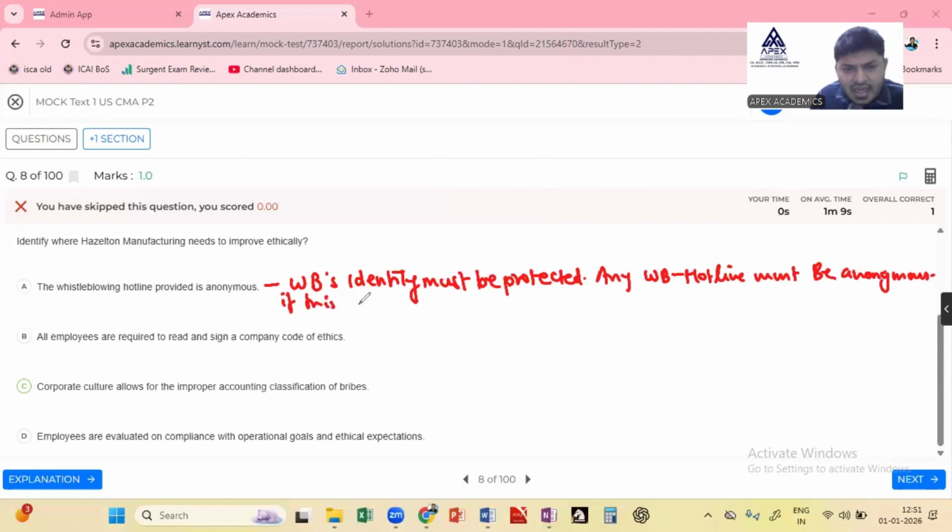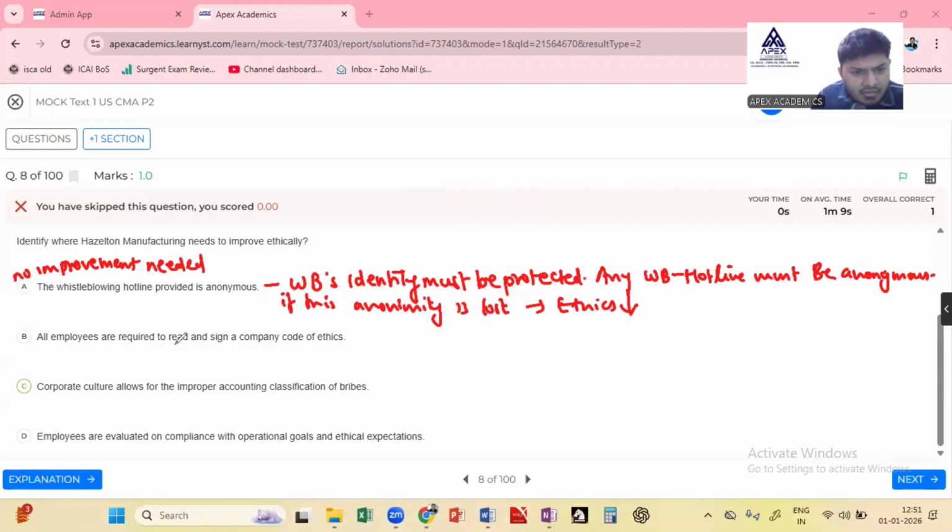If this anonymity is lost, your ethics are compromised. So, do you need to improve over here? Here, no improvement is needed.